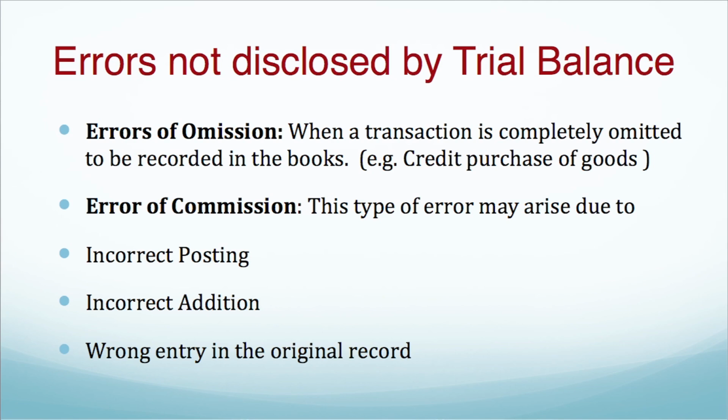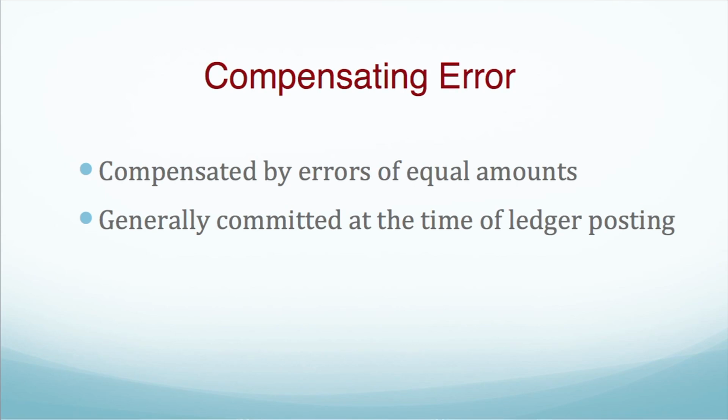For example, credit purchase of goods. So if we omit to record this particular transaction, it will give us some wrong information, but the trial balance will agree because we have not recorded the entire transaction. Then second one is error of commission. This type of error may arise due to incorrect posting, then incorrect addition or wrong entry in the original record. Then compensating error. This type of errors are compensated by errors of equal amounts.